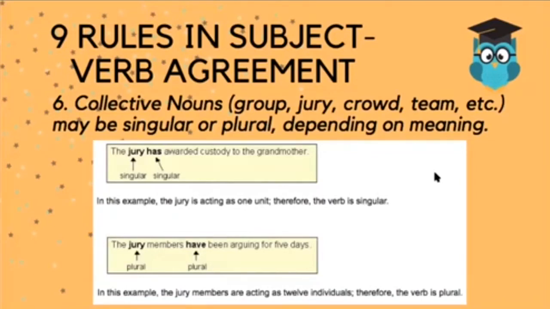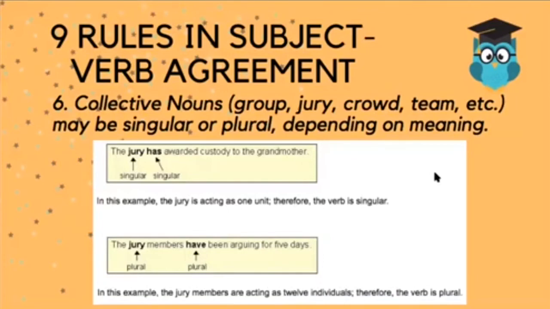Okay, but the next sample, take a look at it. The jury members have been arguing for 5 days. So in this example, the jury members are acting as 12 individuals because you use the word members. Therefore, the verb is plural.